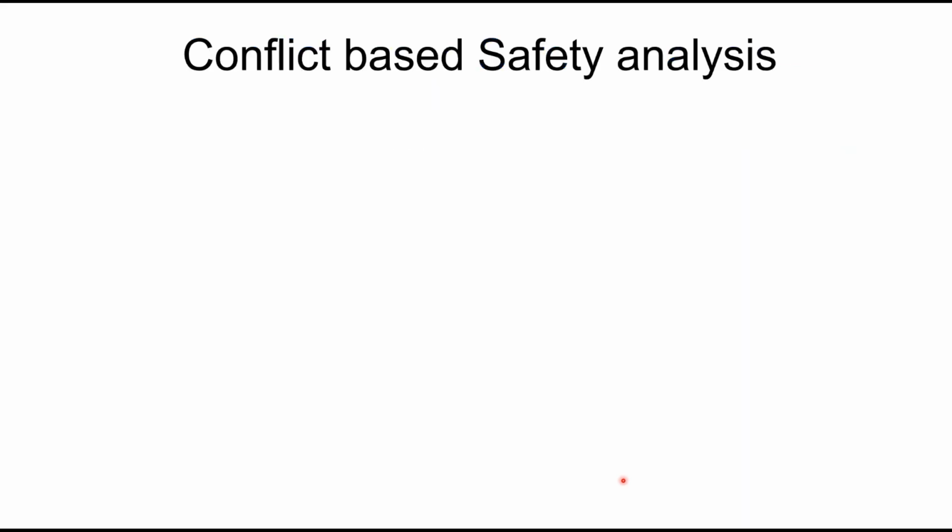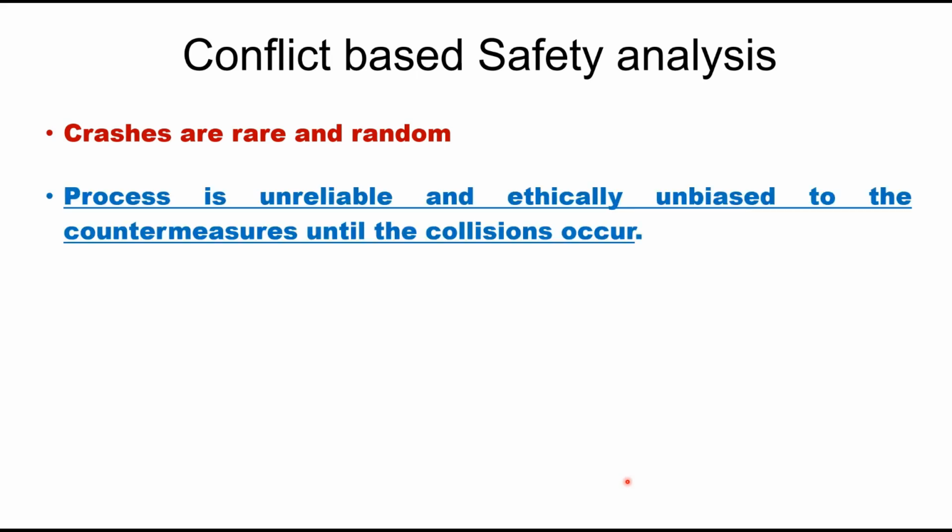And safety analysis can be done either using data from observed crashes or it can be based on conflicts. Now, it is because crashes are rare and random, and countermeasures can only be taken after the occurrence of a crash. And if you take any action before the occurrence of a crash as per crash-based analysis, it will not be accepted by the government, or you can say it will be ethically unjustified to apply countermeasures until the collision has occurred.